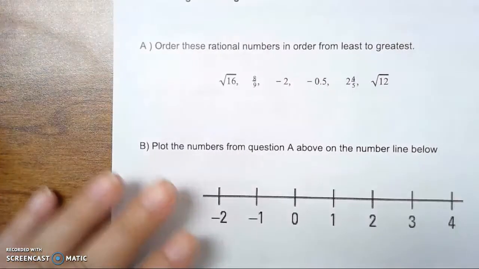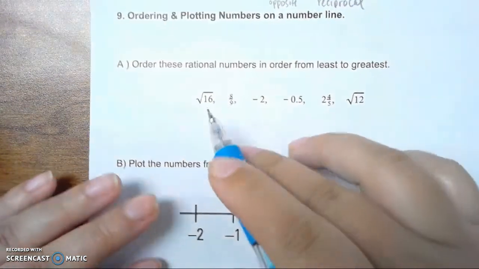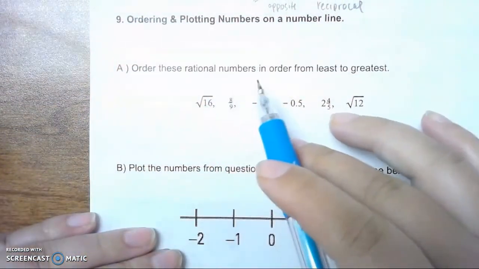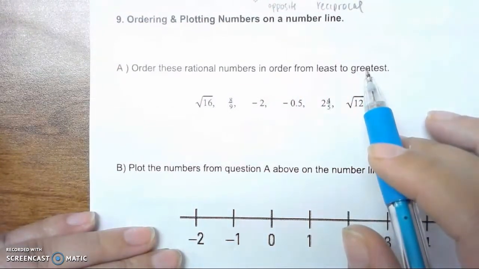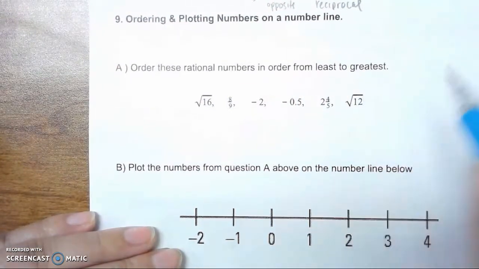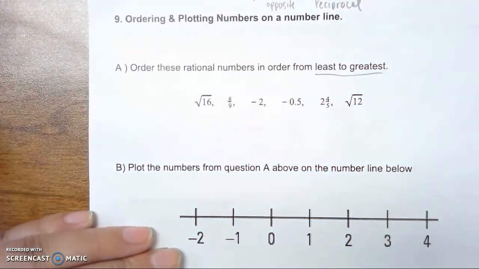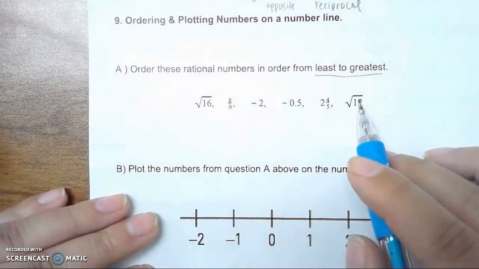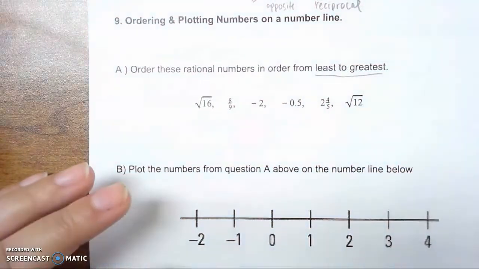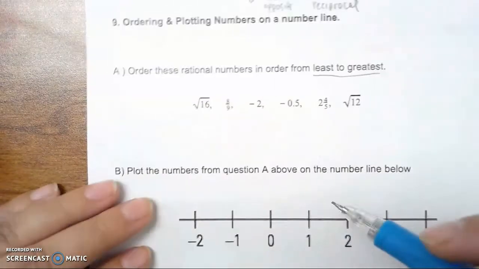Next, ordering and plotting numbers on a number line. So first, order these numbers in order from least to greatest. So 1, we're ordering from least to greatest. That's important to know. 2, we need to get all of these to a common number, so either whole numbers or decimals.